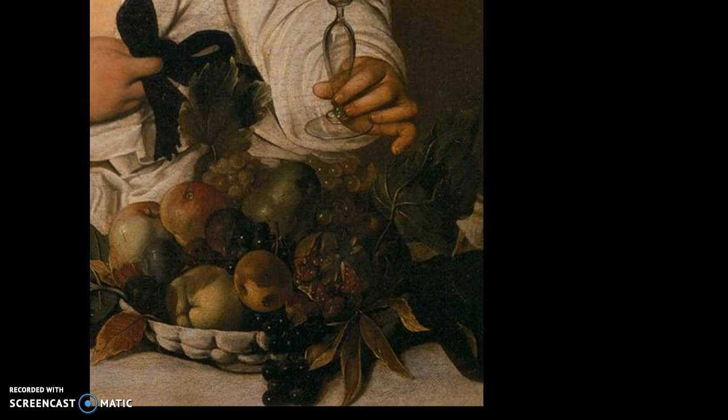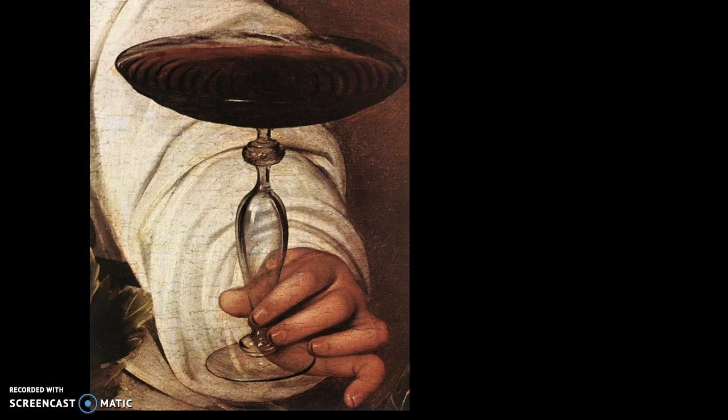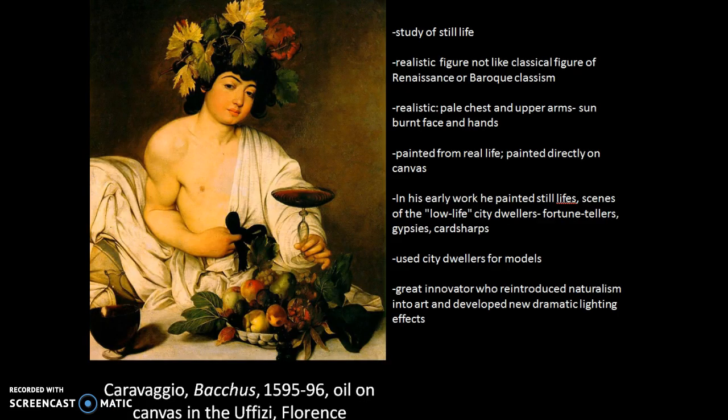We can actually see, here's a close-up where we can see that dirt under the fingernails of this model. And then the fruit in the basket is rotting. So he is literally painting what he sees. He's not idealizing life. Instead, he's trying to depict it as realistically as possible. Now, the character that's playing Bacchus is looking at us. Oh, here's a little bit better. You can really see those dirty fingernails there.